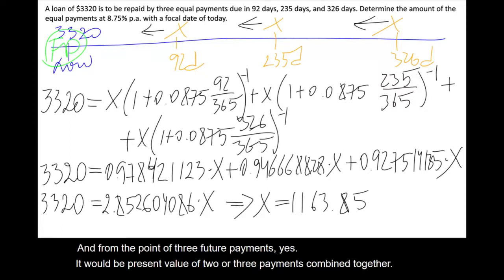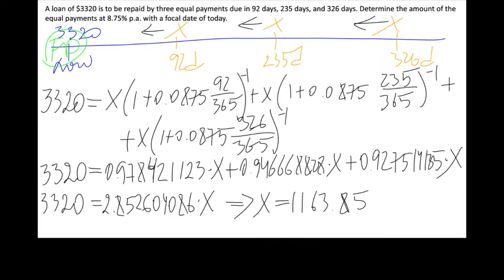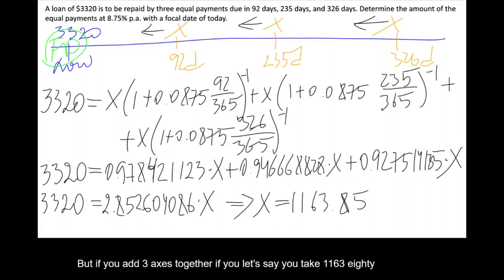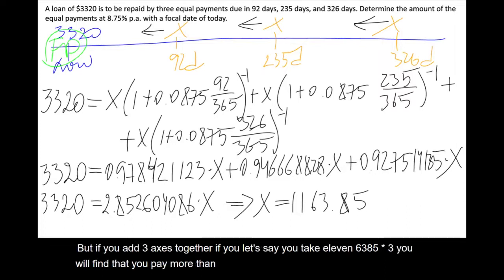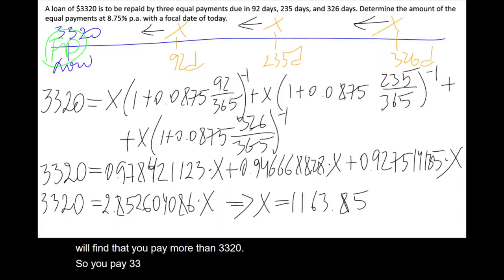Okay. So the one like the previous question. Let me check. But if you add the three X's together, if you take 1163.85 times 3, you will find that you pay more than 33.20. So you pay 33.20 plus interest. Right. Okay, makes sense.